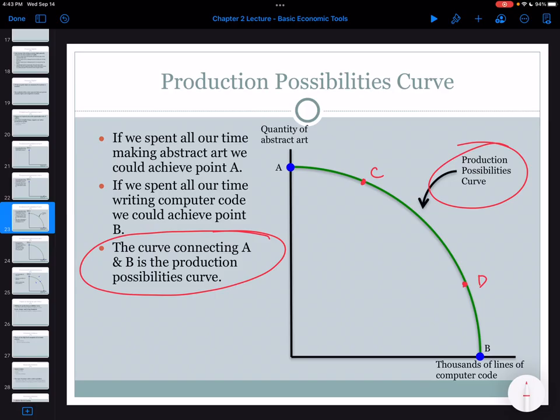So that's what this curve represents, all those different possible combinations of things we could produce, right? And it allows us to see opportunity cost. So if we are producing here at point C and we decide to move to point D, well, we get more code, but we have to give up art, right? Because we're dedicating people's time to writing programs and they're using less time to make art. So it's a trade-off, okay?